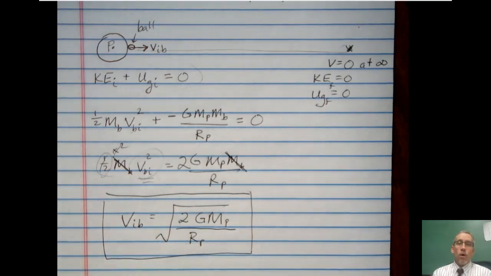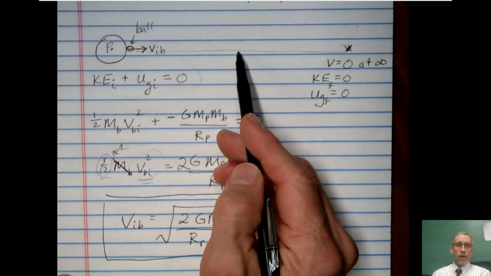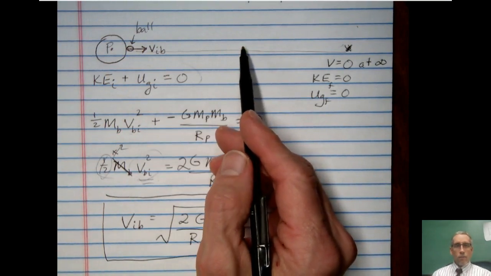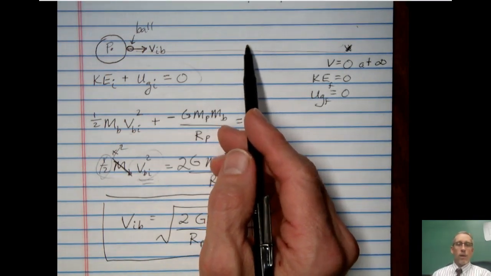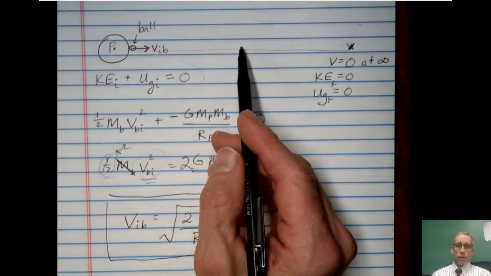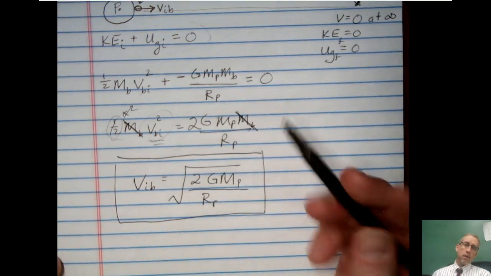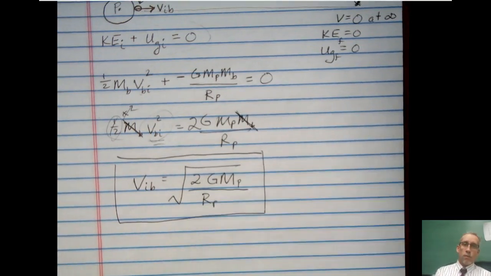We could not solve this with the traditional mgh version of potential energy, because as we throw the ball up away from the planet, that gravity is getting less and less and less. So we can't use little g like 9.8 as though it were on the surface of the Earth. Okay, so then we could take any planet we want to, put in its mass and its radius, and we'll have the escape speed for that particular planet.